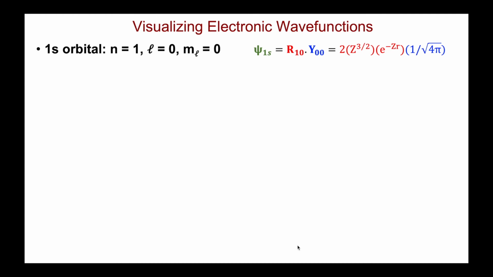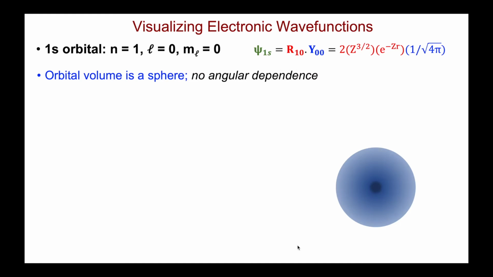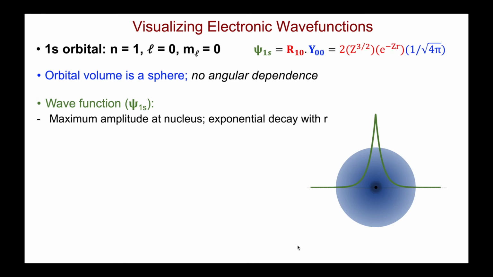Let's begin with the simplest example, the 1s orbital. n is 1, l is 0, m sub l is 0. Shown here is the equation for the wave function of the 1s. The angular component, shown in blue, has no angle dependence, and so the orbital volume is a sphere. The wave function, psi 1s, shown here in green, has its maximum amplitude at the nucleus, and then exponentially decays with r.